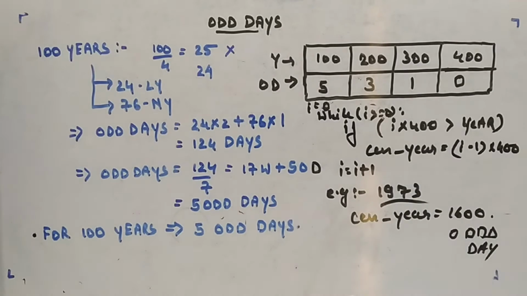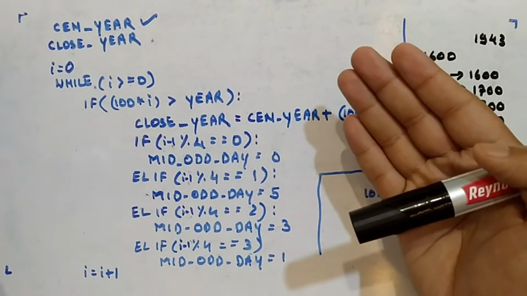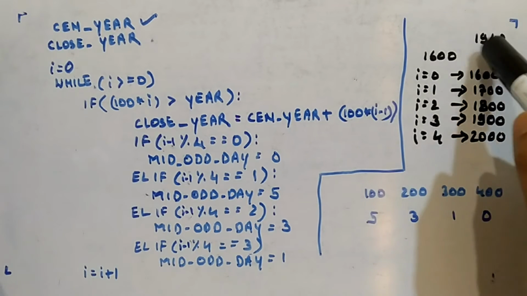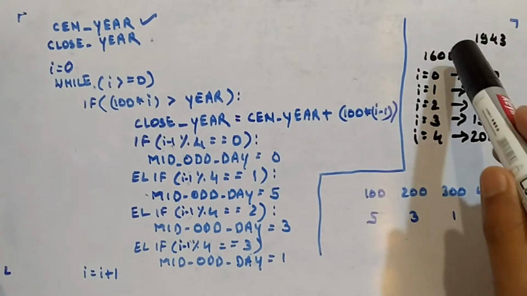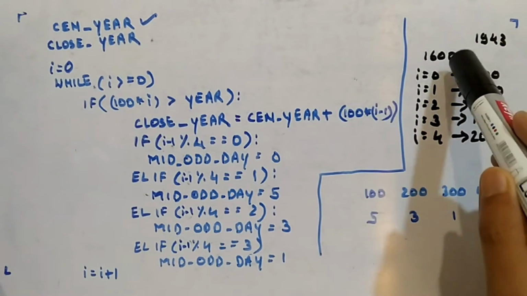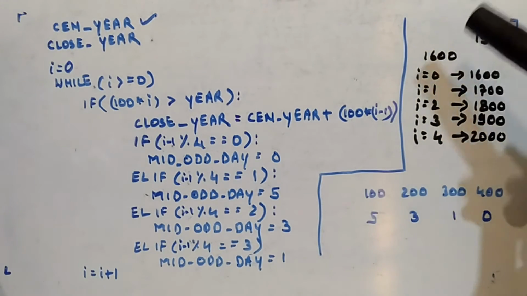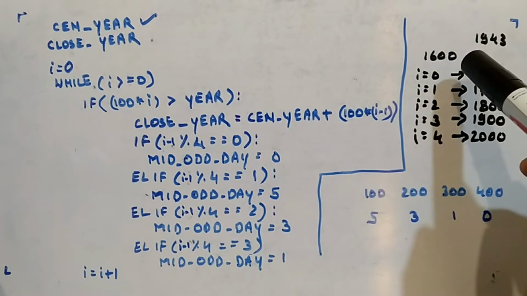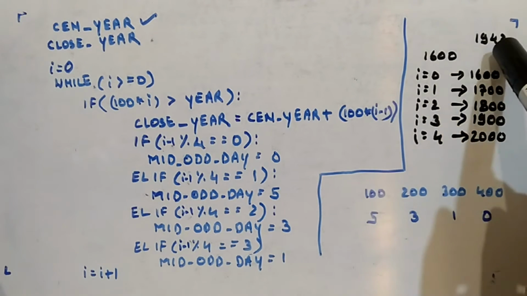Now let's look at the next step. We have the closest century year. Let's say 1943 is given to you, and the closest century year will be 1600, because 1600 will have 0 odd days. Century years are 1500, 1700, 1800 also, but we have to find that century year which has 0 odd days, closest to the given year.